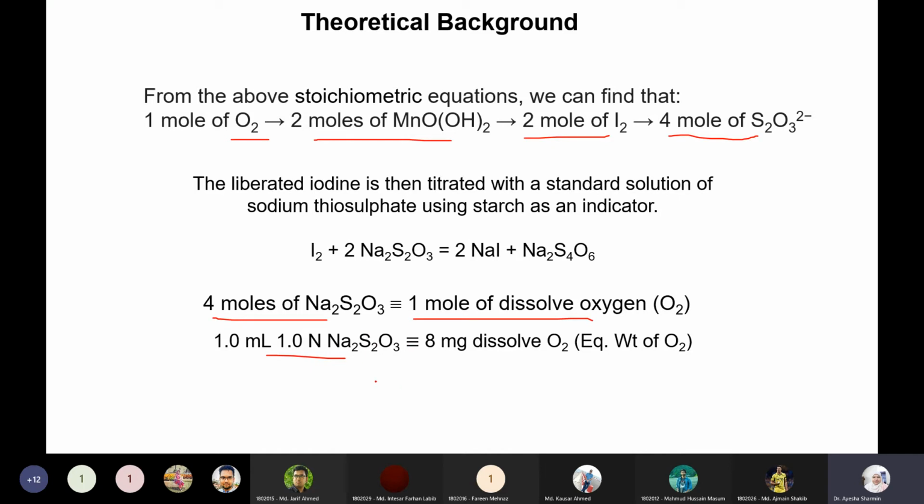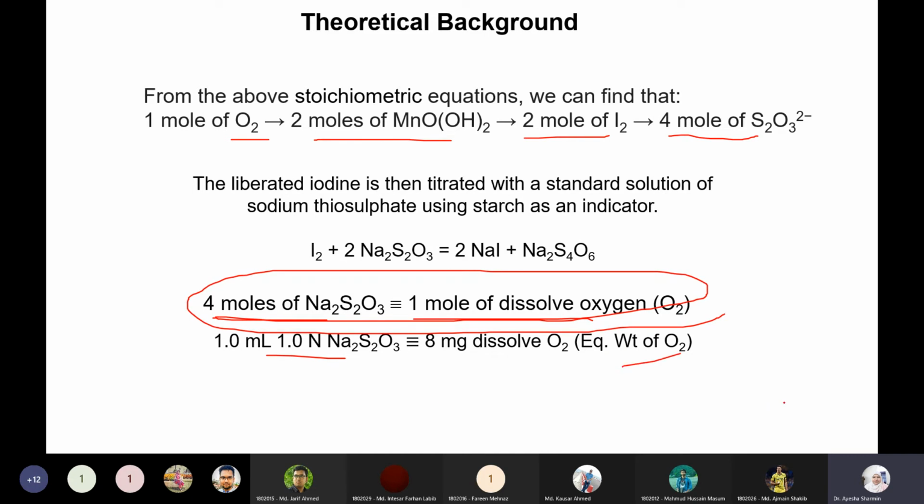You have to divide that formula weight to find out the equivalent weight. Okay, so then as a reducing agent, you find that equivalent weight and you find out its normality, and from that you can find that 1 milliliter of 1 normal sodium thiosulfate is equivalent to 8 milligram of dissolved oxygen. It's coming from this relation. If you convert them into their formula weight, you will find that.